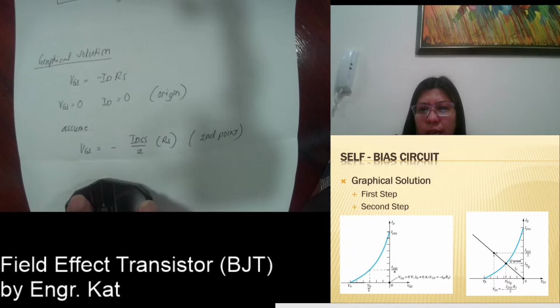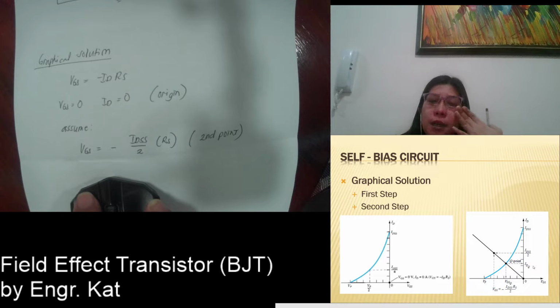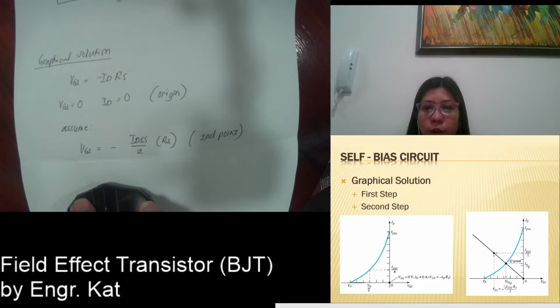So this is my VGS when my ID is equivalent to half of my IDSS. IDSS is given, RS is given, so we can have here an actual value for your VGS. Take note of the negative sign. We are always at the left side of your quadrant because we have an N channel. For a P channel, you are at the right side of your quadrant.